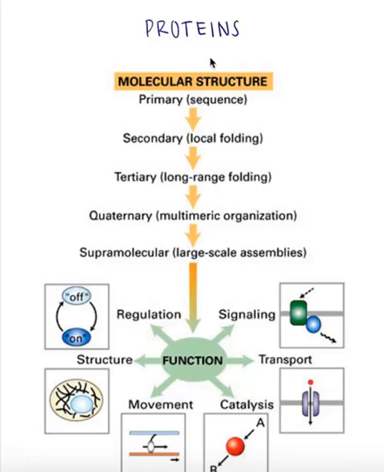So as this picture shows, the 4 stages of protein structure really dictate the function of a given protein. And we can see here that proteins are super multifunctional. They're involved in regulation, structure, movement, catalysis, transport, and signaling. Each of the 4 levels has a corresponding particular type of bond, so we're going to dive into each of those now.